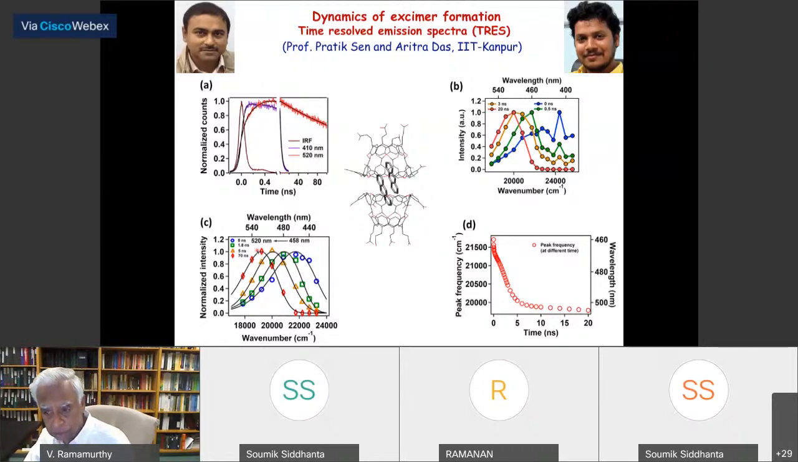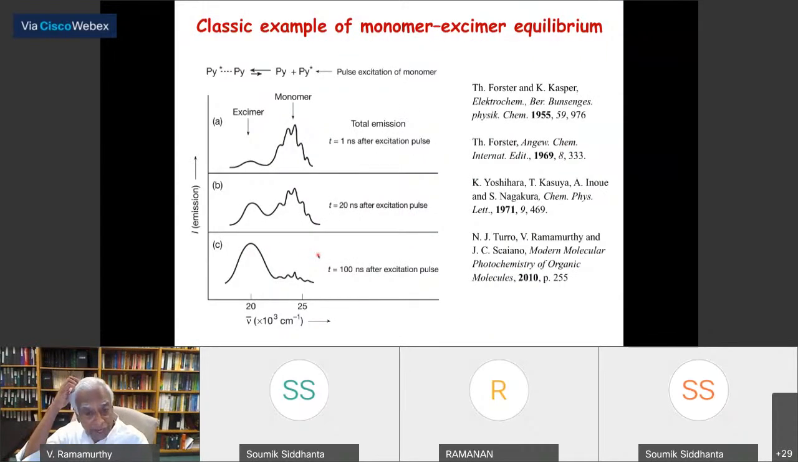Okay, so we decided to look at this more closely. One point I want to emphasize here. If you go to any organic textbooks, including the recent ones, they will tell you about monomer emission and excimer emission. They will plot a picture like this with respect to time, and they will have monomer emission, and the excimer emission will keep increasing with respect to time, but the position does not change. It is always in the same place, okay? But that is not true. What I'm going to tell you is not what happens inside the capsule. You can in fact record the molecule moving from here to here with respect to time. That's what Aritra and Pratik did. In solution, this is what people have reported over and over.